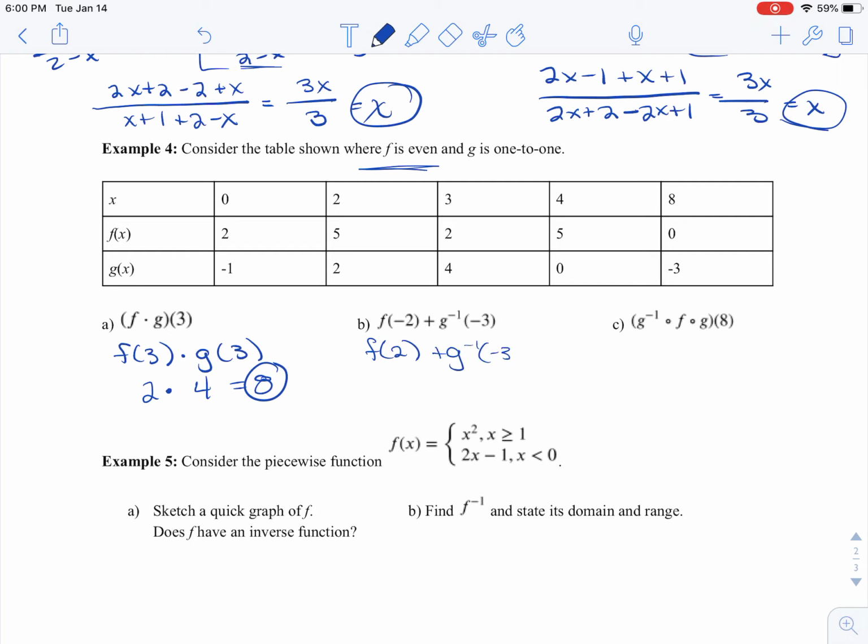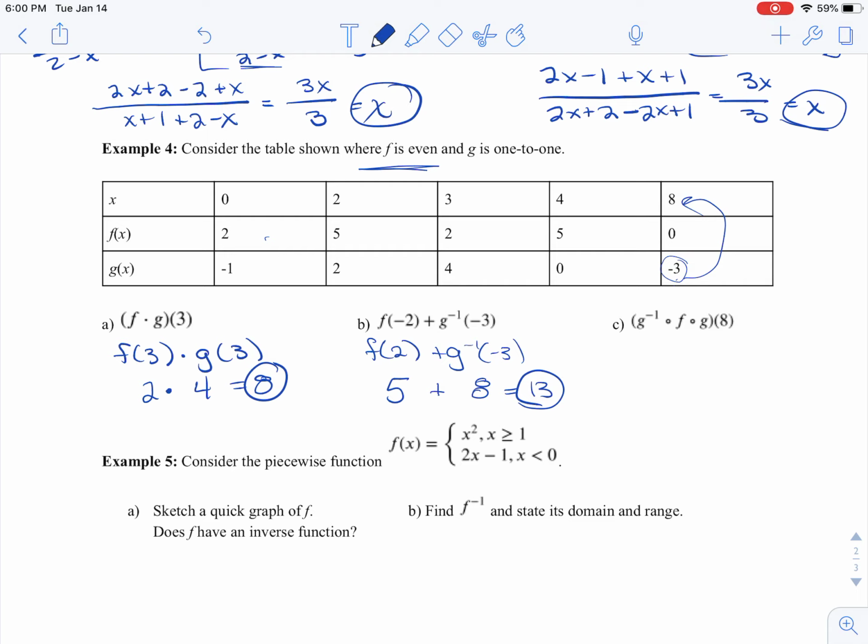You also might be saying, we don't have g inverse values. But remember, if we look at what we would get out of g, or where we get out negative 3, the inverse would be the same as putting it in, and we'll get out 8. So g inverse of negative 3 is 8. And f of 2 we see is 5. And so here we have 13.